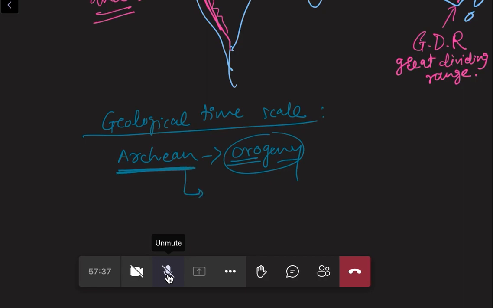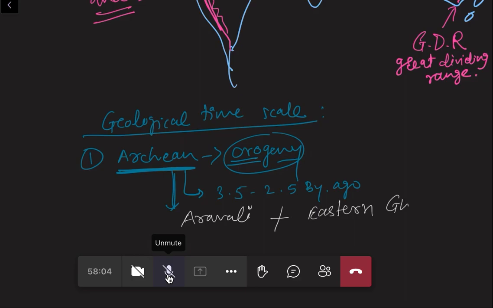What was the mountain we discussed yesterday, which formed in Archean time? Archean time is a very old time, that is 3.5 to around 2.5 billion years ago. What was the mountain in India? Aravali. The Aravalli mountain range plus the Eastern Ghats also. The Aravalli range and Eastern Ghats were formed in the Archean orogeny.